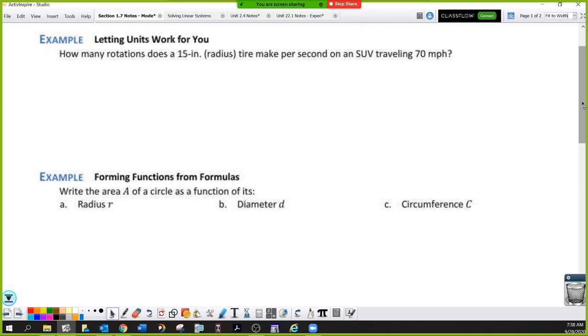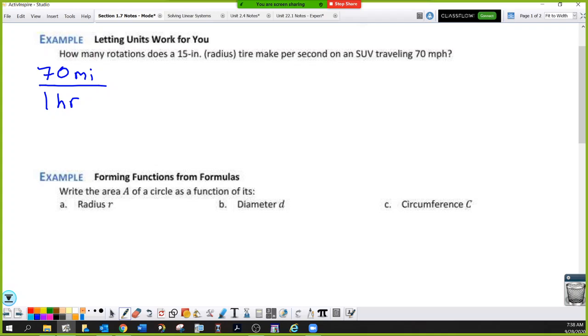So what did I do first? The first thing I did is I changed my time into seconds, because we're talking about rotations per second. So we say, all right, we got 70 miles. Did I do time first? Yeah. 70 miles per 1 hour. And I went ahead and I converted to seconds first.